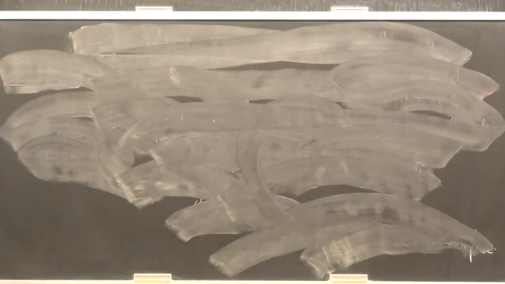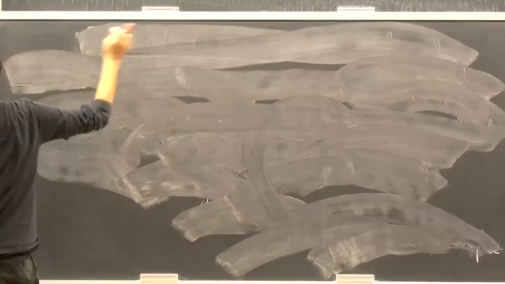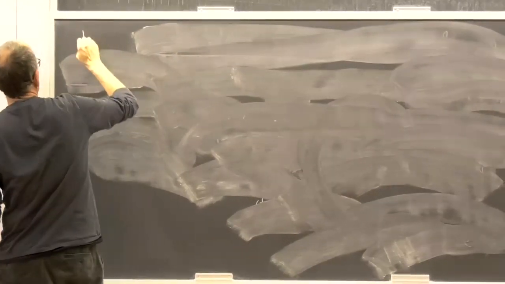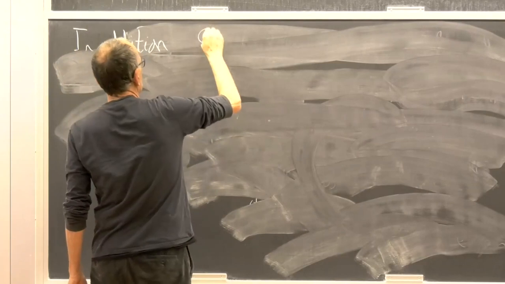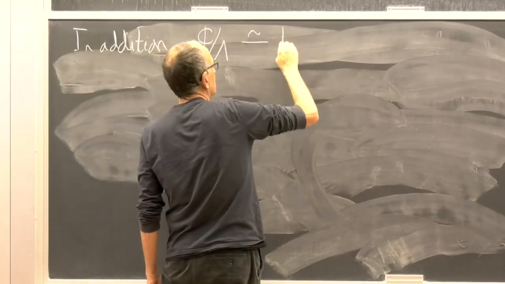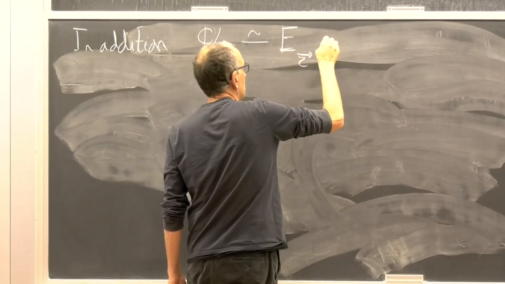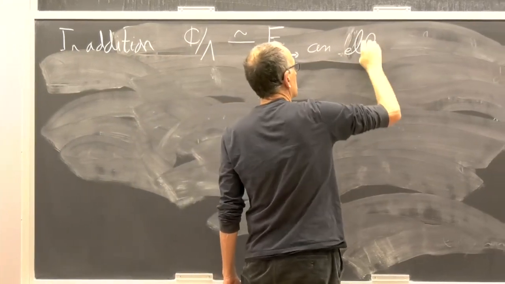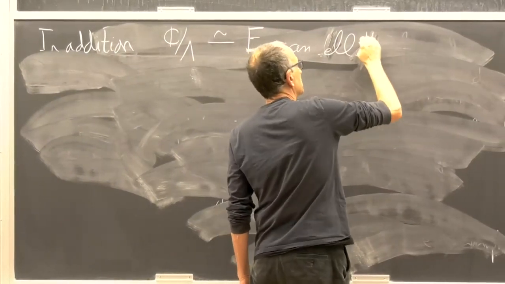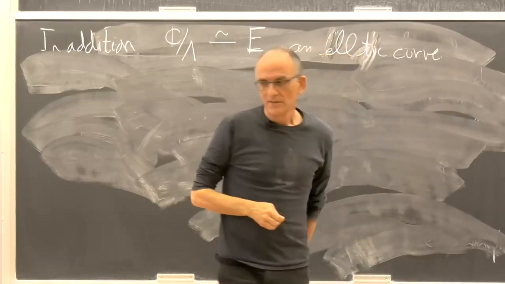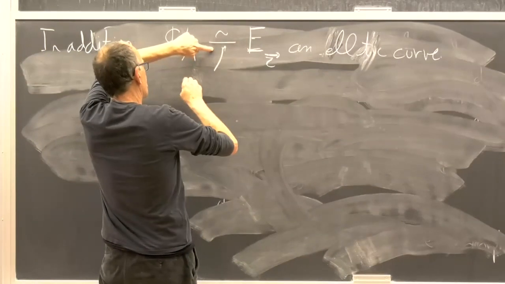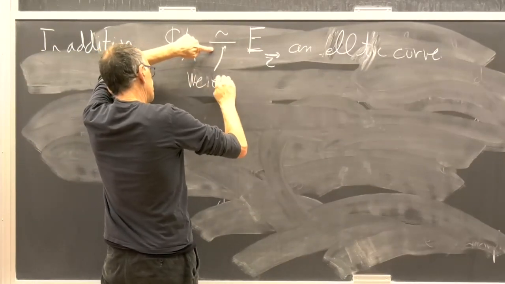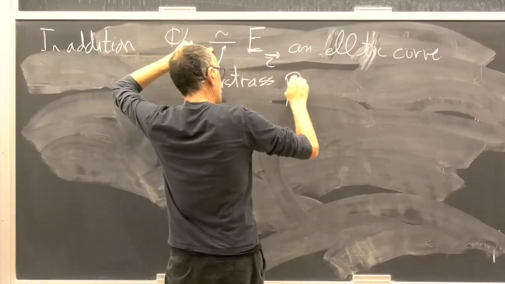Okay, so I'll avoid writing this down here. Now, this is an analogy to here. In addition, C mod lambda is isomorphic, one can call it E_tau, to an elliptic curve. So these are projective complex groups, whose universe is algebraic and whose group operation is algebraic. And the map here is the Weierstrass P function.